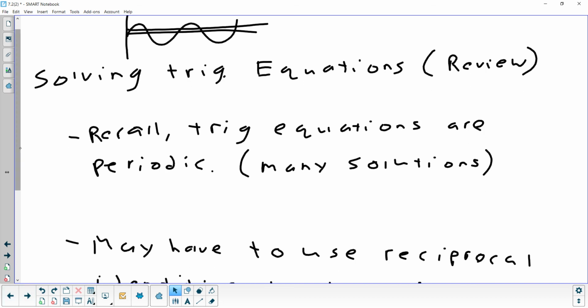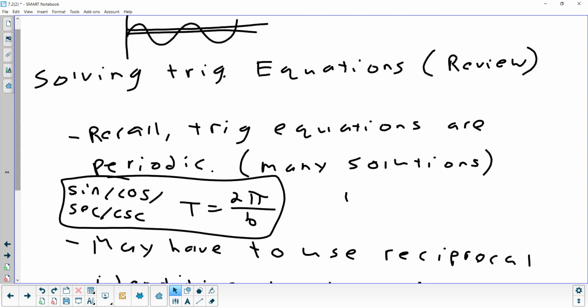Now, how often do solutions repeat themselves in a trig function? I'm not even thinking of a number, I'm thinking of something more general. They repeat every cycle. So you have to figure out what the cycle is of your trig function. For sine, cosine, secant, and cosecant, the period formula is 2 pi over b.